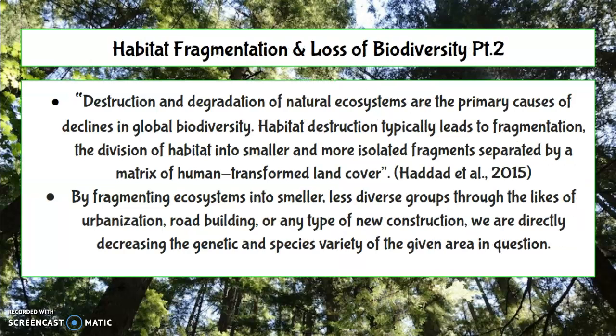Destruction and degradation of natural ecosystems are the primary causes of declines in global biodiversity. Habitat destruction typically leads to fragmentation, the division of a habitat into smaller and more isolated fragments separated by a matrix of human transformed land cover. By fragmenting ecosystems into smaller, less diverse groups through the likes of urbanization, road building, or any type of new construction, we are directly decreasing the genetic and species variety of the given area. While it may not be intentional, this is still an issue that many populations in the United States are facing today and other countries.